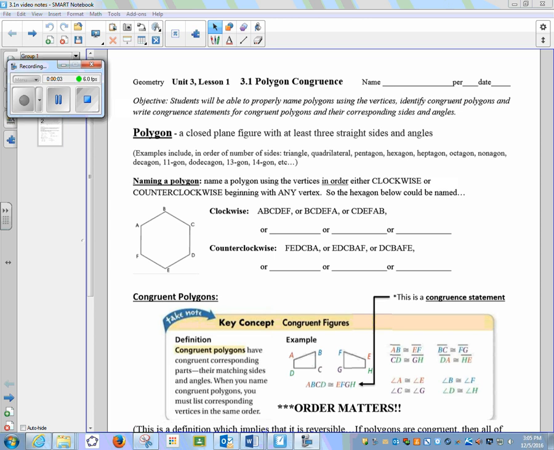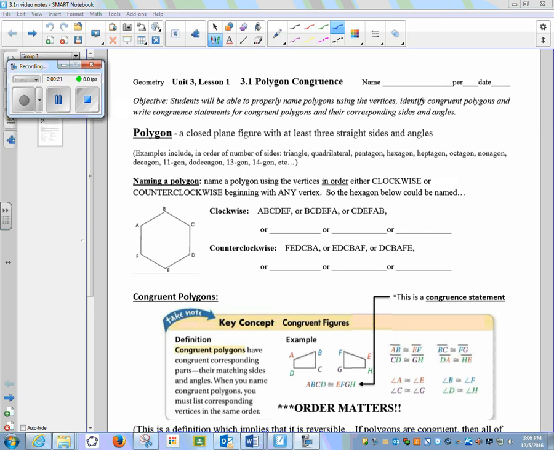Okay, this is Mrs. Myers, and this is Unit 3, Lesson 1, talking about polygon congruence. We're going to be talking mostly about congruent triangles in the next unit, but this gives us a general idea about what polygons being congruent actually means.